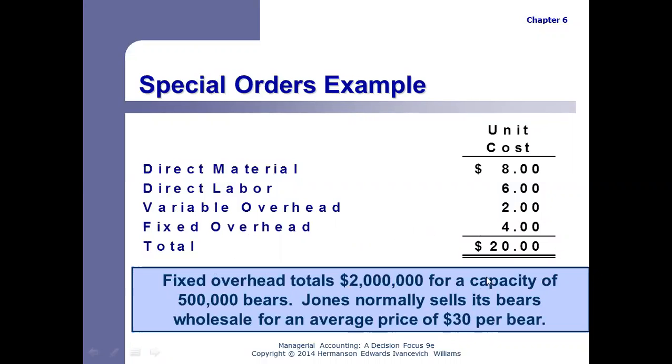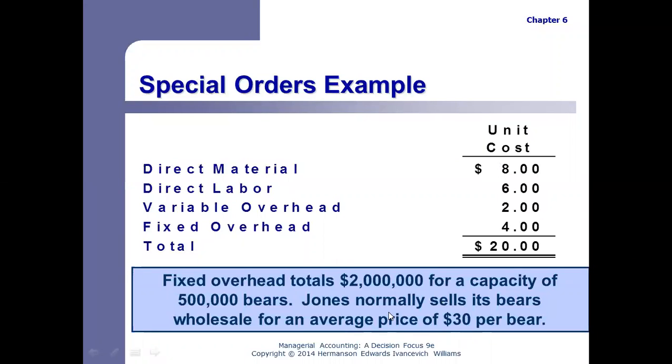This Jones company has a capacity of 500,000 bears, okay? That's how you get this $4 per unit. They total $2 million, and right now they're making 500,000 bears. Gives us a $4 per unit cost.